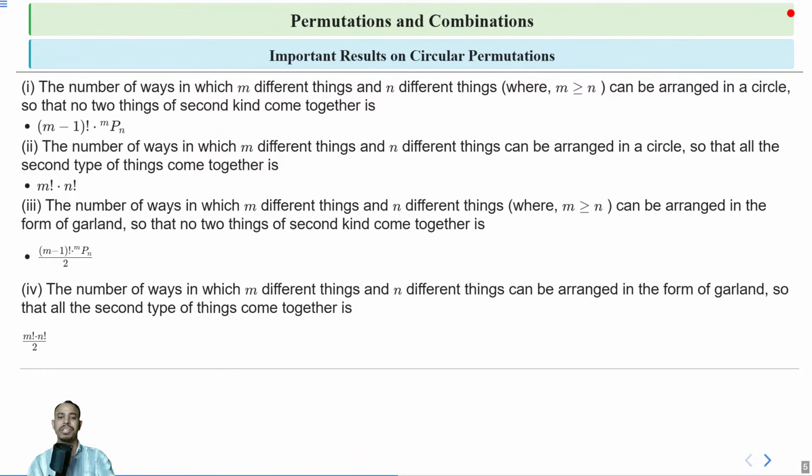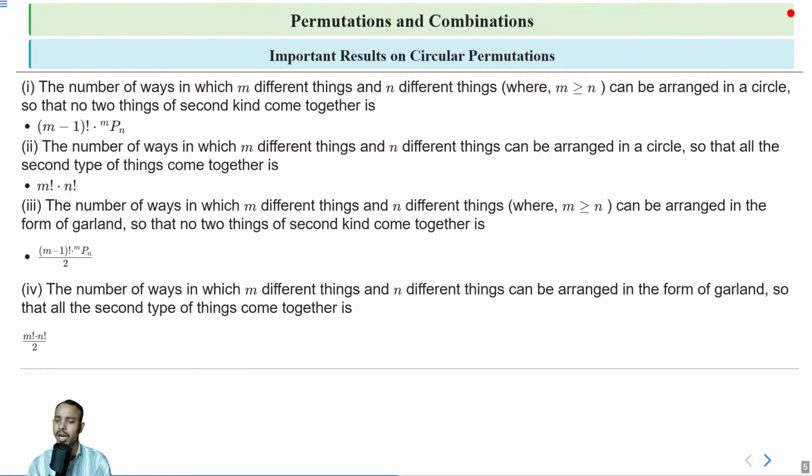In the fourth result, we have the number of ways in which m different things and n different things can be arranged in the form of a garland. So the arrangement type is garland, and you have m different things and n different things. Here the given condition is that all the second type of things come together. In that case, the number of ways is factorial m times factorial n divided by 2. Clear? I hope these results are clear to all of you.